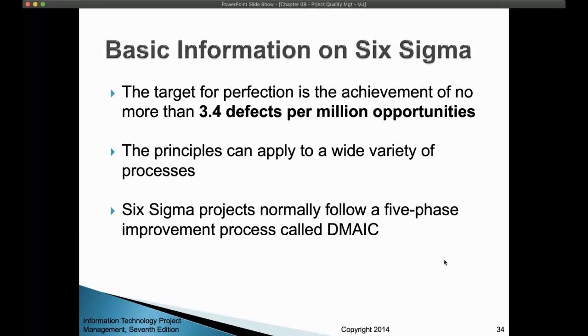Okay, and perfection here in Six Sigma means that if you produce 1 million products, the opportunity of having a defect is 3.4. That is, if you produce 1 million cars, only 3.4 cars will have defects. Okay, not more than that. Okay, this is what you try to achieve.